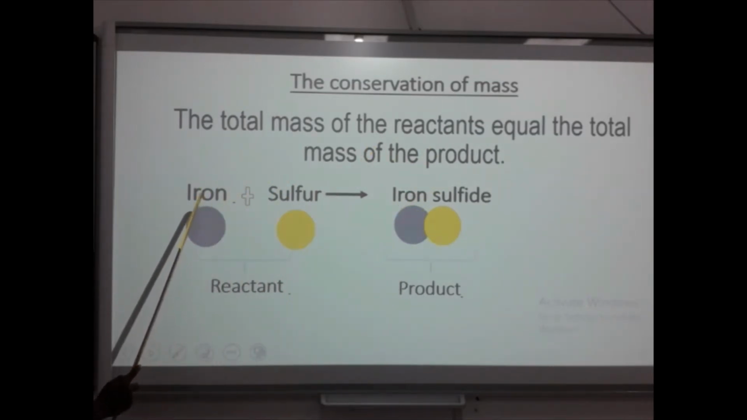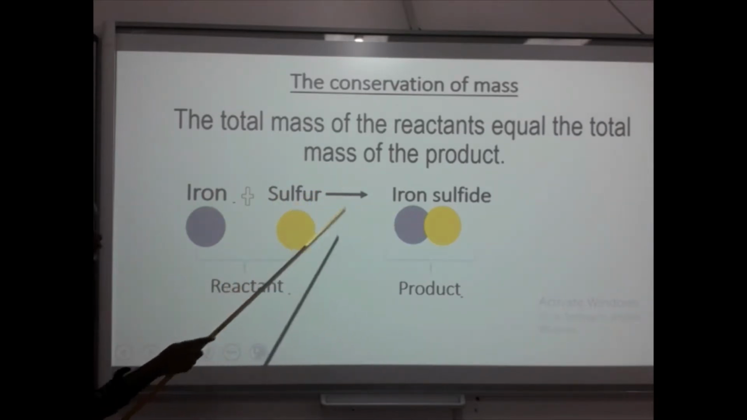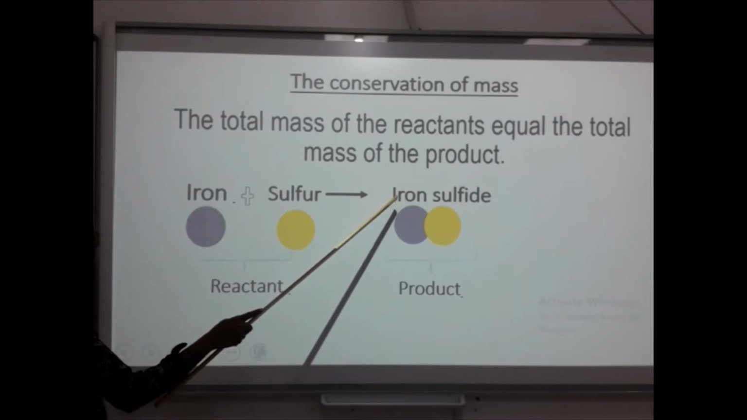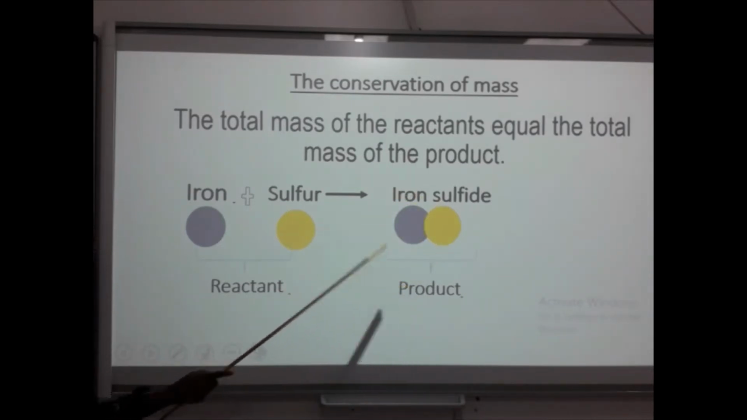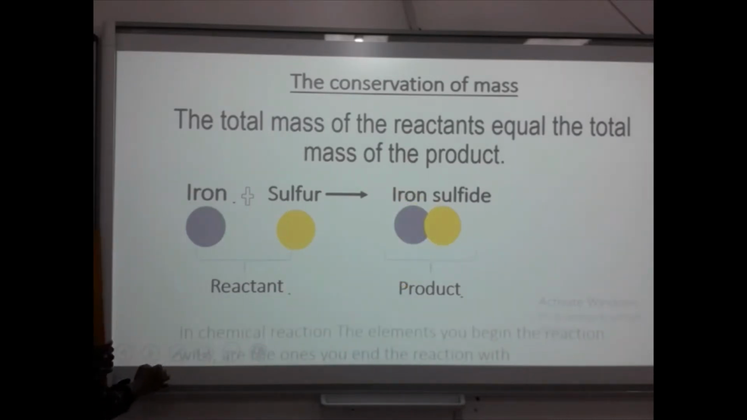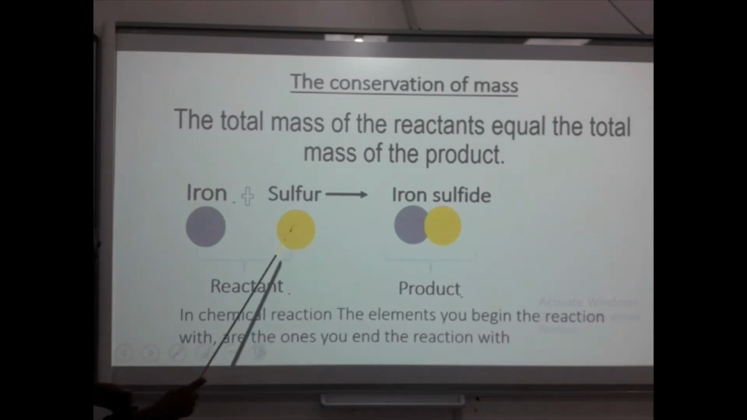Now, we have iron plus sulfur, which are the reactants. They form a new arrangement, iron sulfide, which is the product. Now we can see that in this reaction, no new atoms are formed and no atoms are destroyed. In chemical reactions, the elements you begin the reaction with are the ones you end the reaction with.